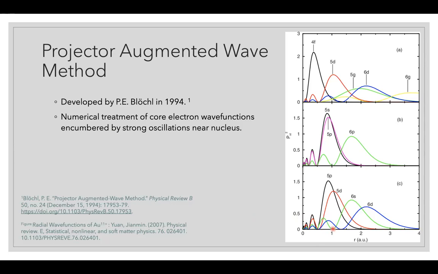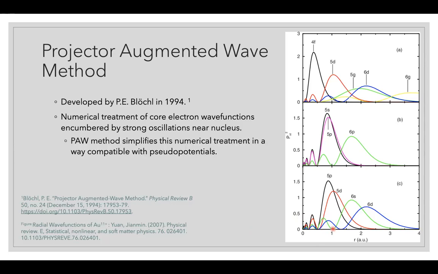And so a lot of methods were being proposed at the time to solve this. PAW was one of them. PAW basically tried to simplify the numerical treatment that was done in a way that was compatible with pseudopotentials. That is to say that it split the treatment of these wave functions into a frozen core approximation and then the valence states.